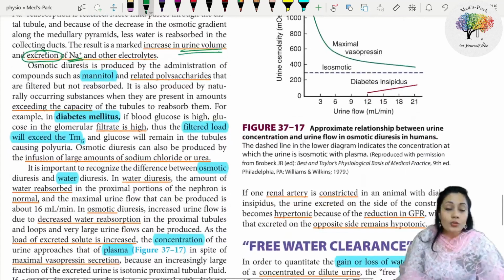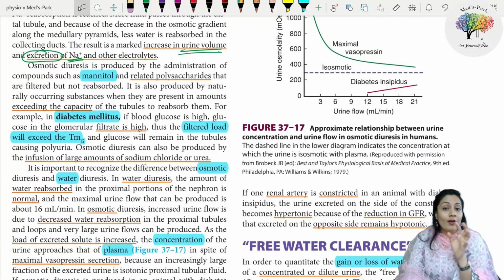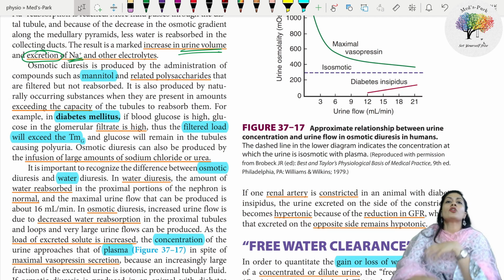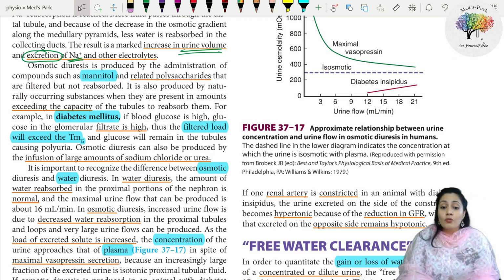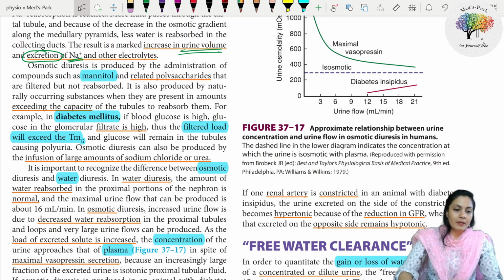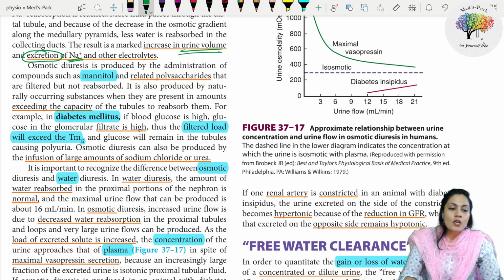Now how can we use this information for our benefit? Suppose there is a patient with hypertension, or congestive heart failure. We do not want much volume in the blood. So we want the volume of the blood to be reduced, right? So what are we going to do? We are going to cause this osmotic diuresis. So the preload of the heart is going to decrease. So let's see how we are using that information.